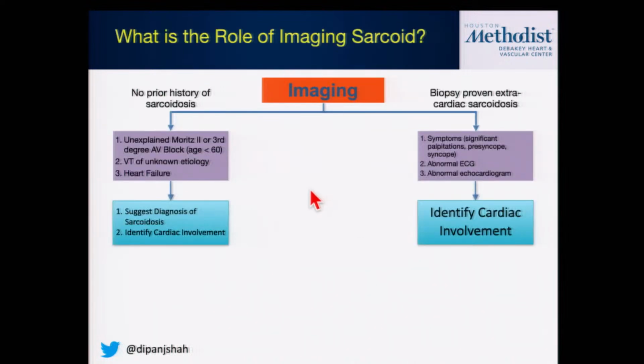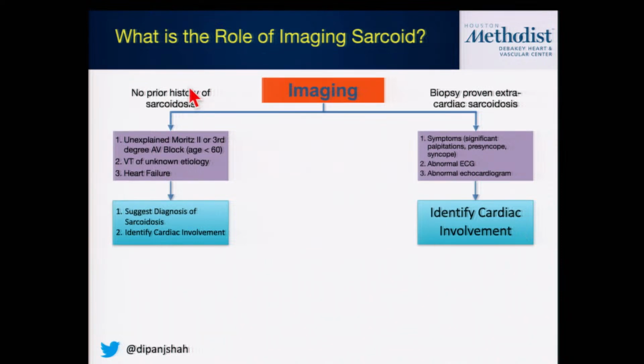And so I think the way that you'll see patients in the imaging lab is really two pathways. One is in those patients that have known extracardiac sarcoidosis, where they have some symptoms that are prompting the concern for cardiac involvement. Those symptoms can be significant palpitations, syncope or presyncope, or individuals who have abnormal EKGs or abnormal echocardiographic findings. Those are individuals that may benefit from going on to imaging with cardiac MR to really identify the presence of cardiac involvement.